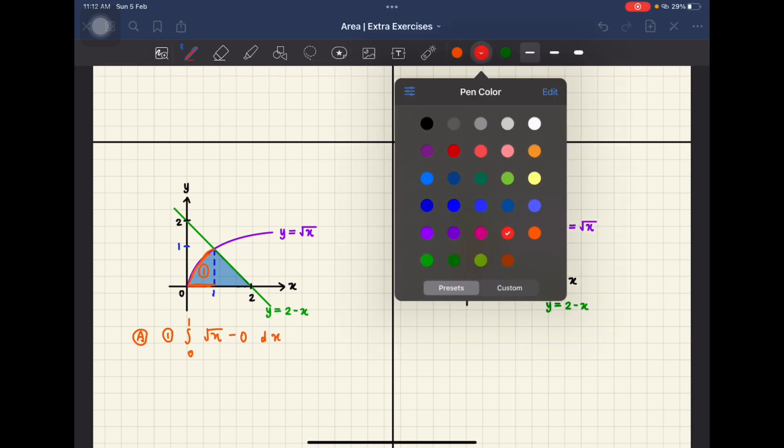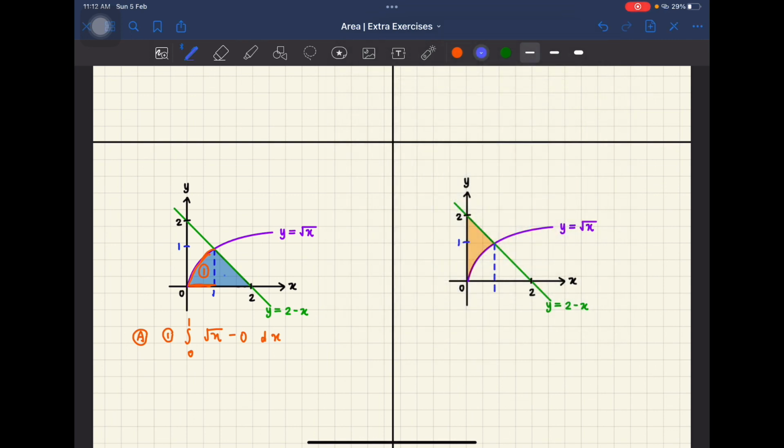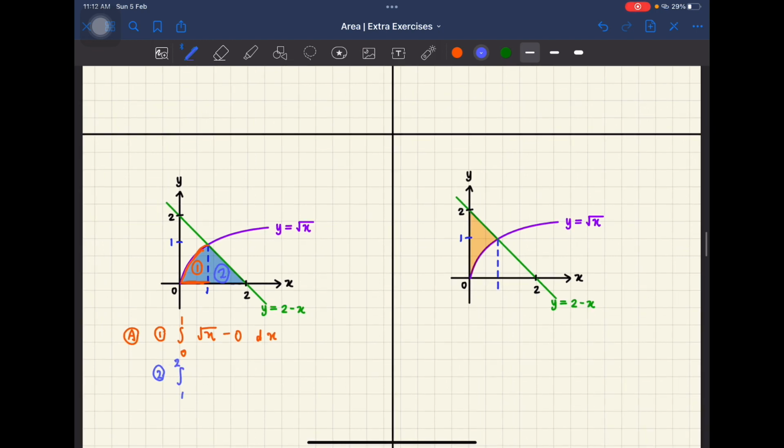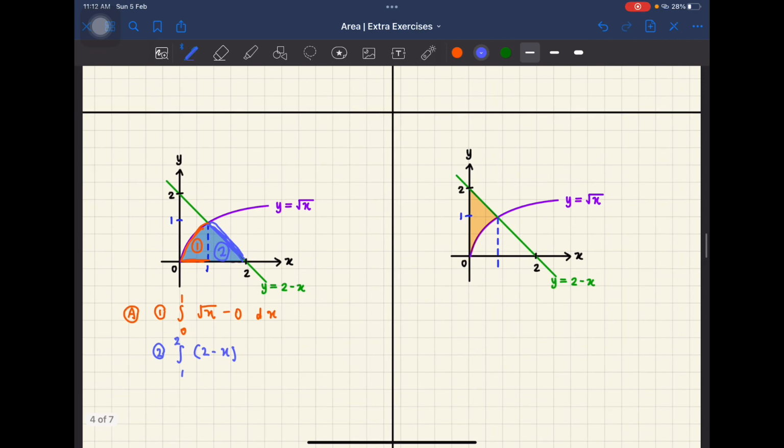So the second region, macam mana kita nak cari dia? So the second region, kita akan buat daripada 1 sampai 2. Okay, and then kita ada function yang berwarna hijau. So this function yang warna hijau ni adalah yang di atas. So we have 2 minus x. Okay, and then kita ada tolakkan dengan function di bawah. Function di bawah adalah 0 and then dx sahaja. Settle. So this is the first method.